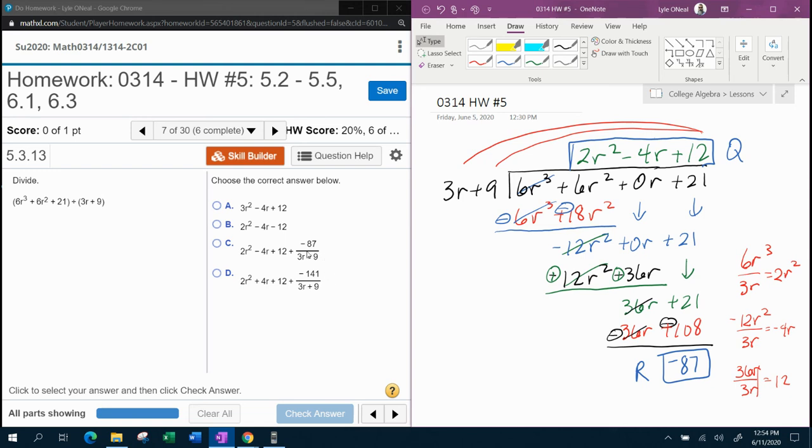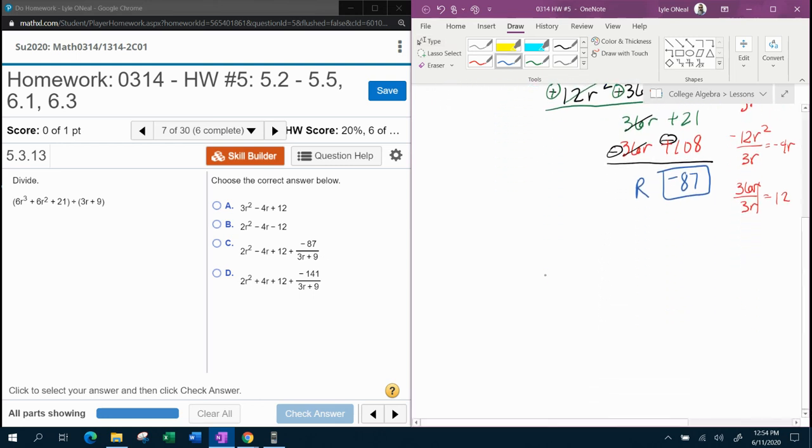And if you notice over here, these are written different than the previous problem we did. But you can see the remainder here, the minus 87, that doesn't appear in any other answer choice. Okay, so the way they want this written is, instead of quotient, comma, remainder, they want it written all out with the remainder added.